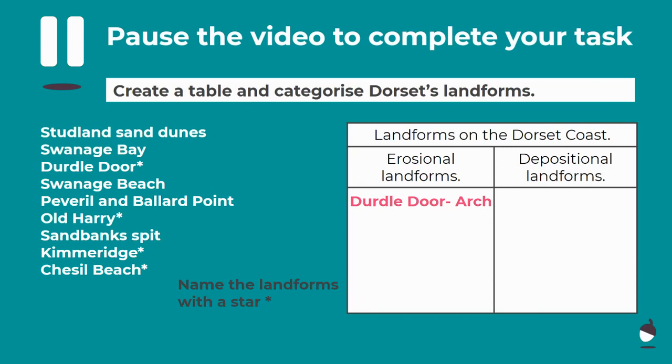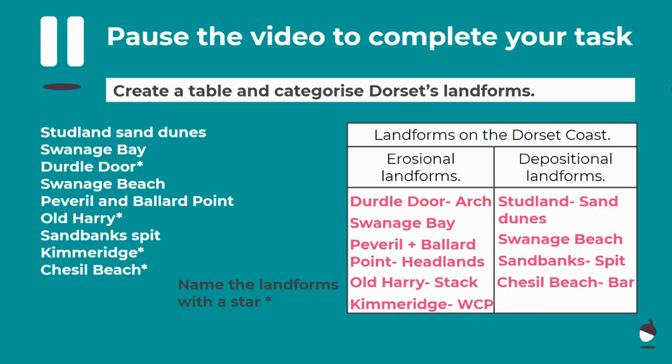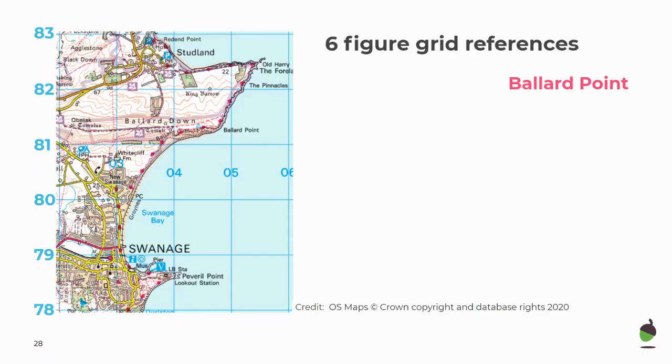Let's check how you've got on. Pause the video so you've got time to check your answers and have a look at those capital letters. Let's tackle grid references now because we see them in those exams, and it's really important that we practice these so we become confident because they're easy marks for us to get. We're going to be looking at the 6-figure grid reference for Ballard Point.